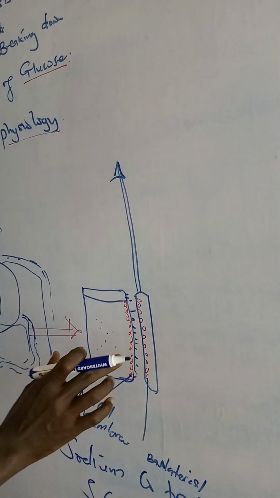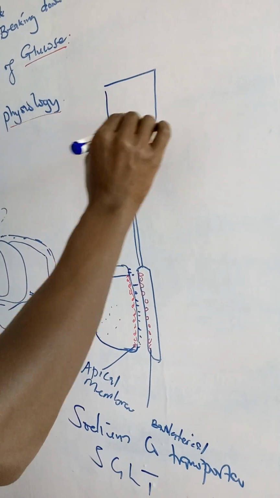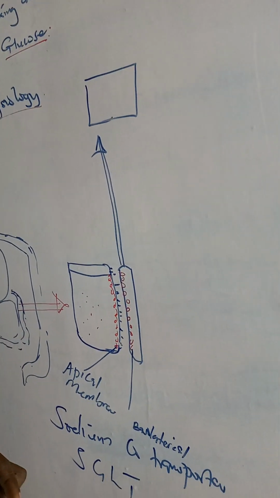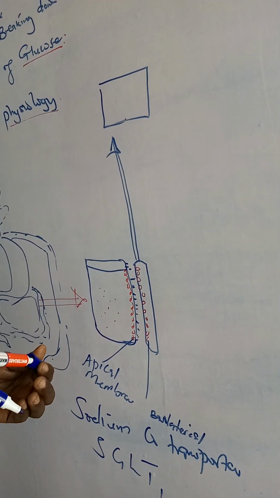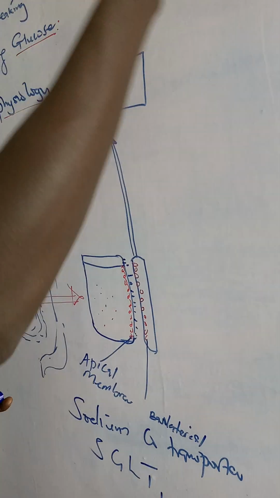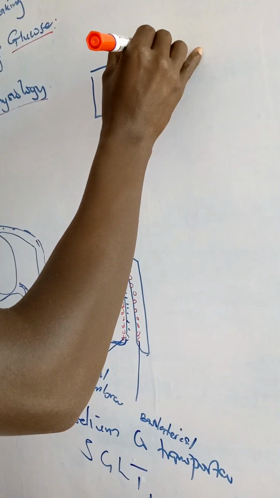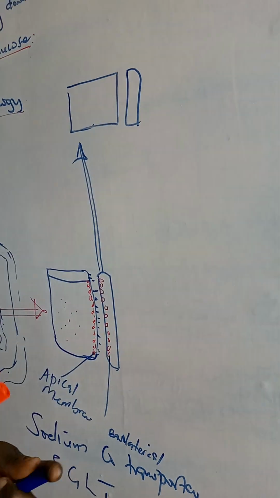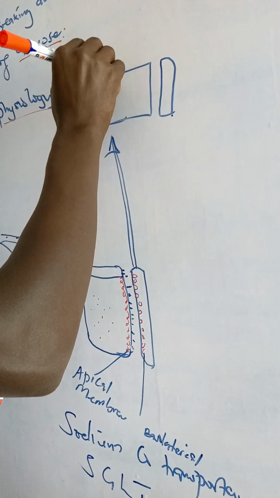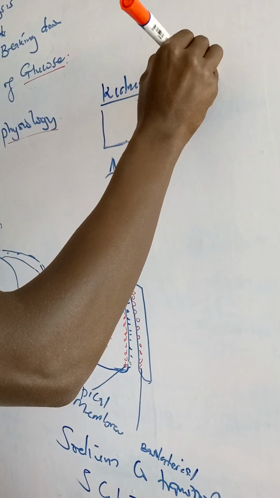The glucose will also move to the kidney. Let's take this to be our kidney. Inside the kidney, filtration will take place, and once it's filtered, it will be reabsorbed back into the bloodstream. Let us also call this our bloodstream. So here, filtration will take place. This is the kidney, and then this is the bloodstream.